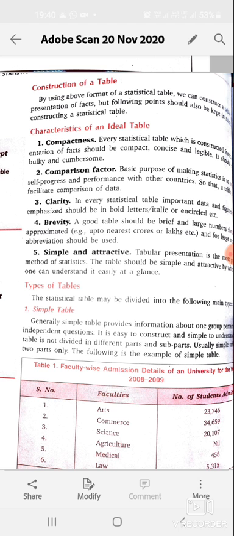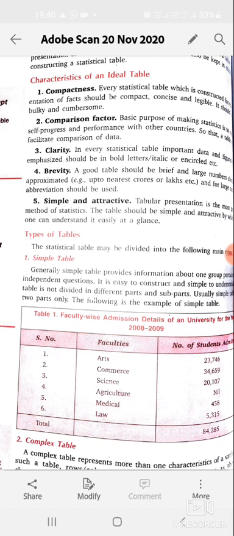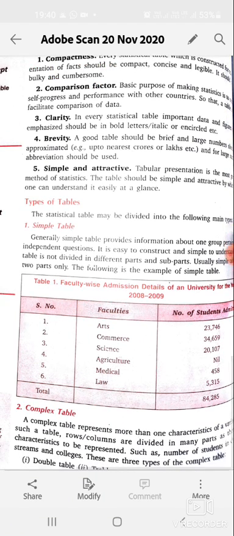The last characteristic is simple and attractive. The tabular presentation is the most popular method of statistics. The table should be simple and attractive, so that one can easily understand it at a glance. These are the five qualities that a good statistical table should possess.